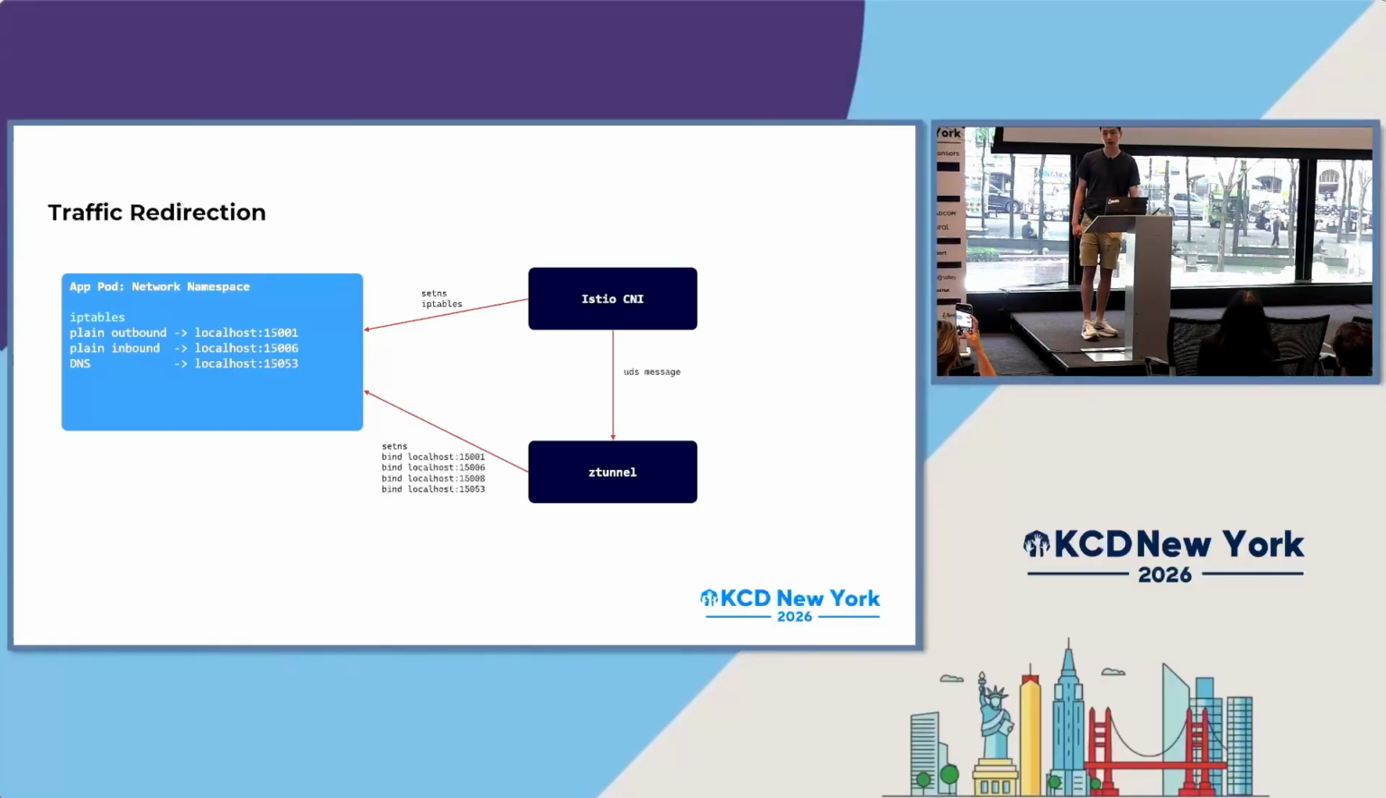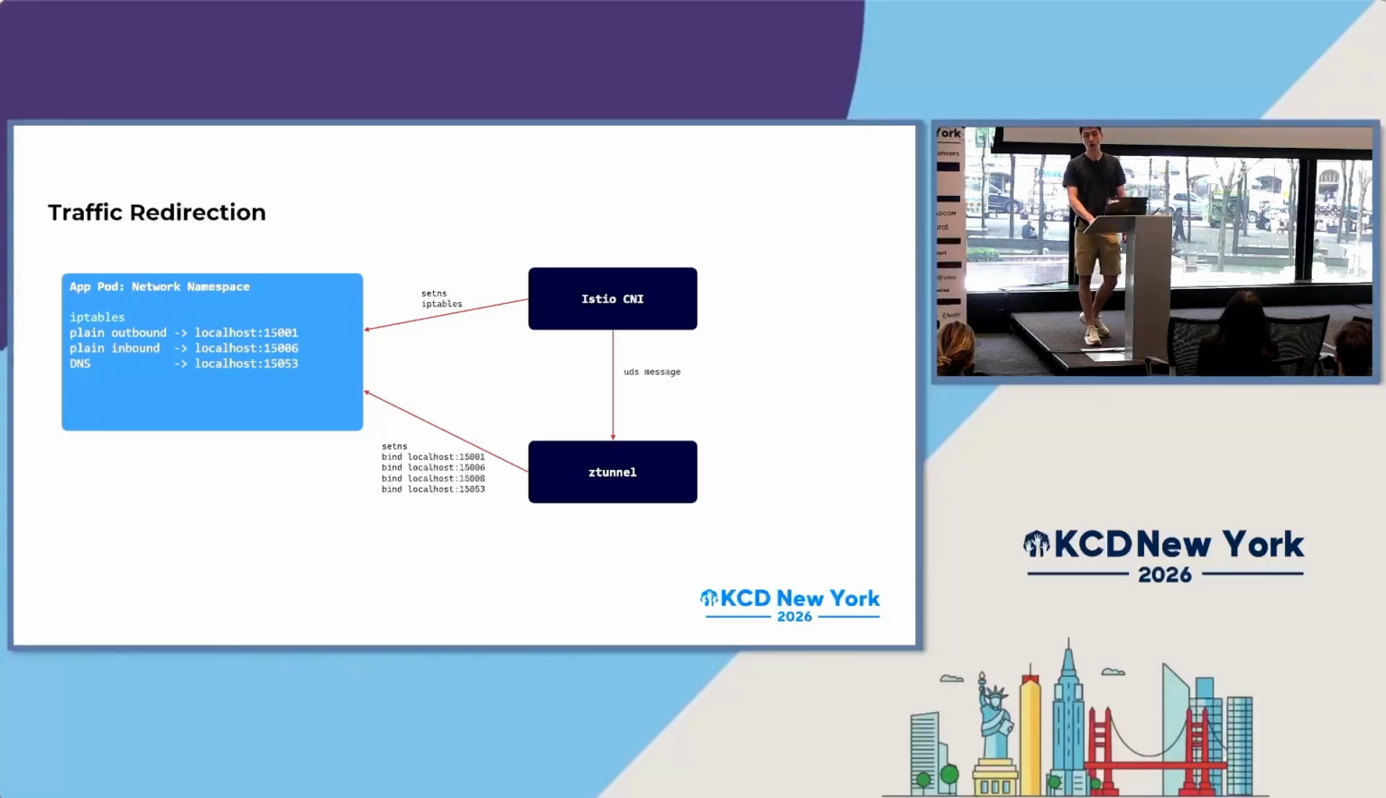A lot of people think that because ztunnel is a node proxy, there's one per node, that the traffic leaves the pod and then gets redirected to ztunnel. And this is how it worked maybe like 3 years ago, but we've refactored so that everything happens inside the pod network namespace.